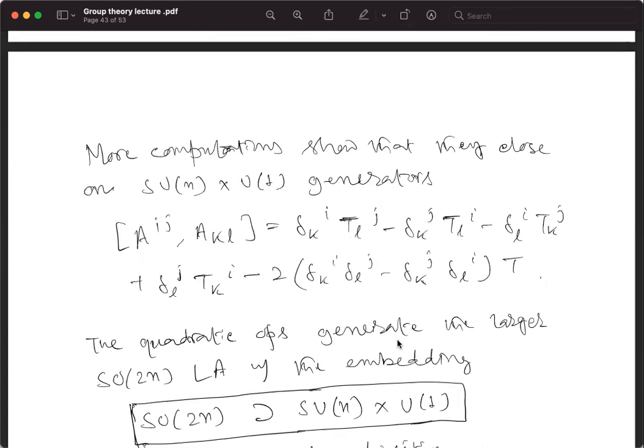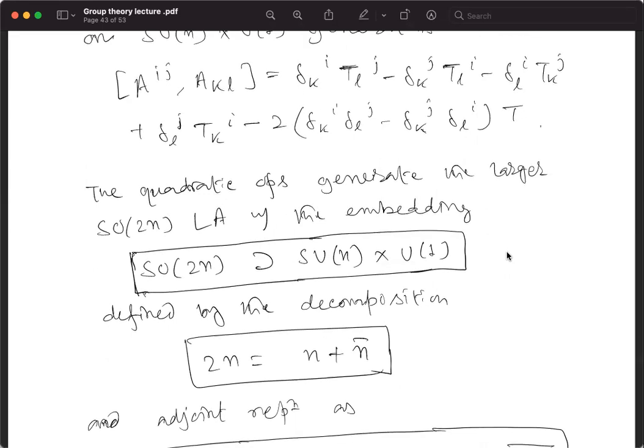So more computations show that they close on SU(N) cross U(1) generators. So you can certainly find out this commutator of A_ij and A^kl in the following form. And the quadratic operators generate the larger SO(2N) Lie algebra with the embedding. SO(2N) contains basically SU(N) cross U(1), and that's why you can define the decomposition of the 2N representation of SO(2N) as N plus N bar under this SU(N), and the U(1) charges are such that, because they are conjugates, they are automatically conserved.